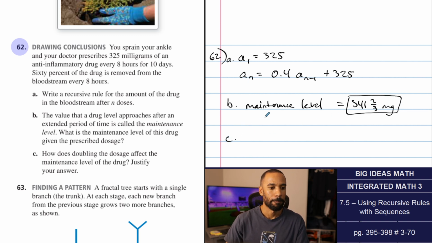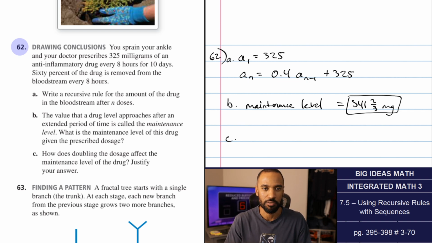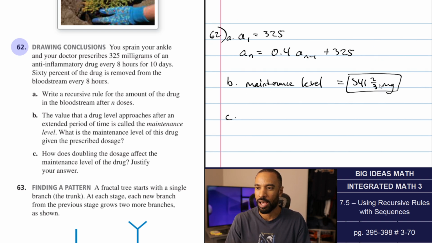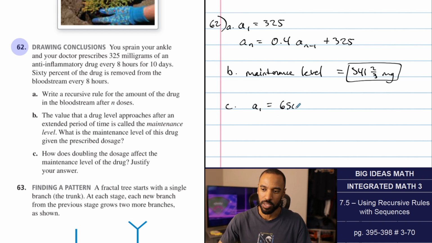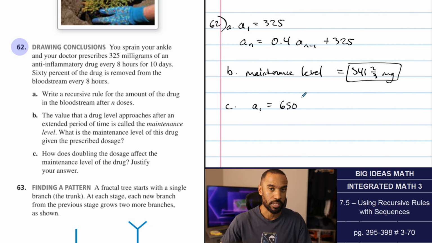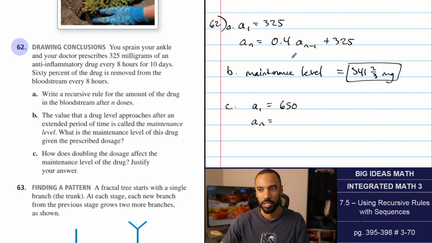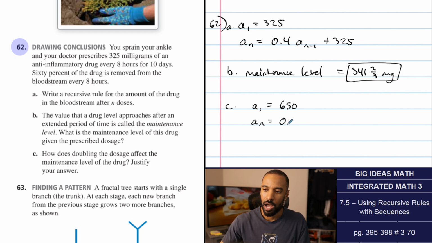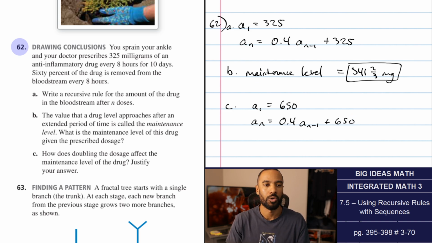541 and 2/3 milligrams. Part C, how does doubling the dosage affect the maintenance level of this drug? Justify your answer. Well, now we're going to have A sub 1 as 650. Now, I'm not going to presume to know what the answer is, so I'm just going to do this. A sub n is, well, you're just adding a sum. Well, it's not arithmetic, so I don't know. But this 60% is still lost, and you're adding another 650. So let's do that.